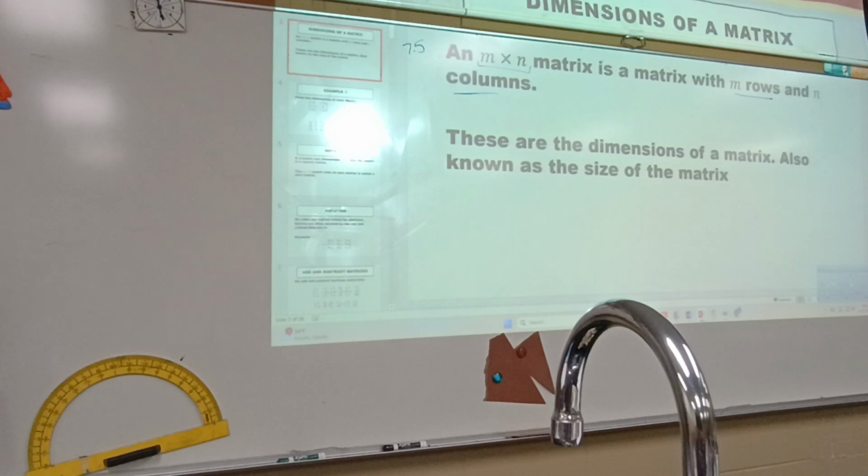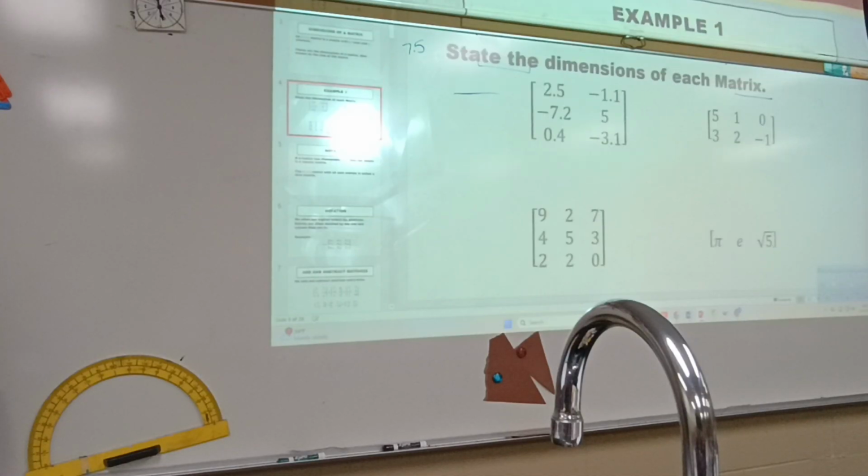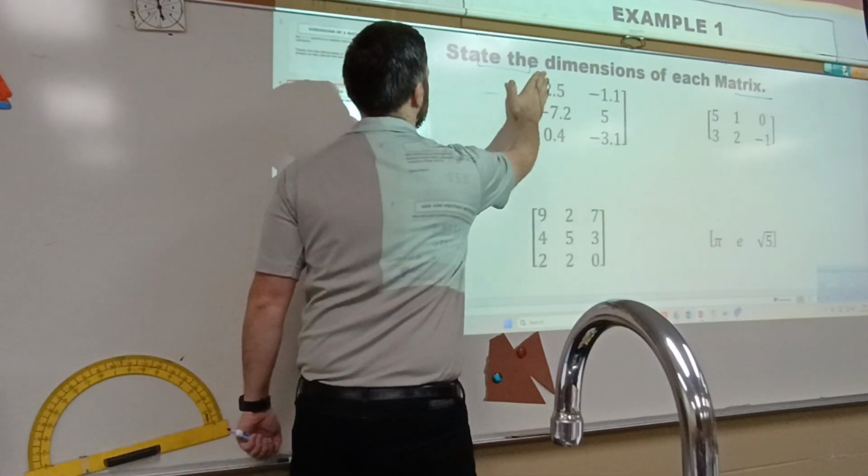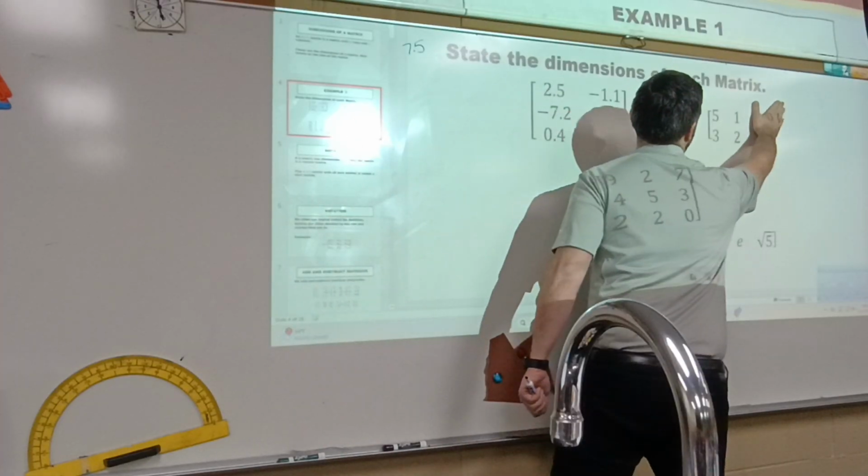All right. So let's find the dimensions of each of the matrix.